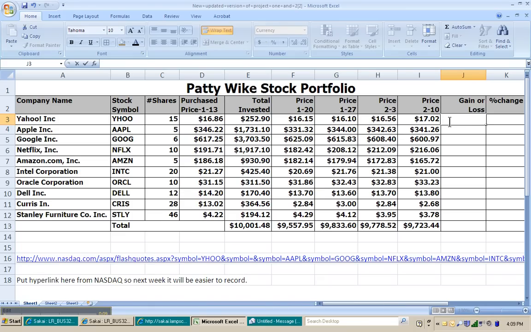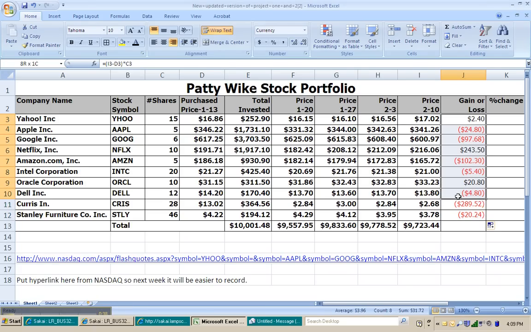So the gain or loss, there are many different equations that you could use, but I'm just going to use equals the last price minus the purchase price times the number of shares. And that's how much I made on that stock. It went from 1686 to 1702, so I didn't make much on that. And then you would fill down.